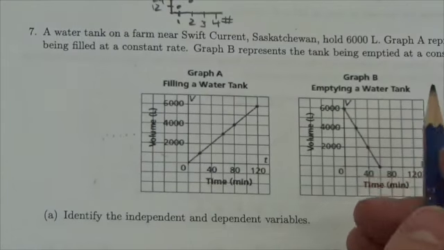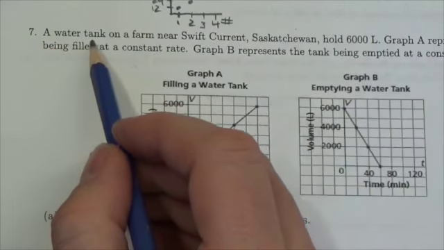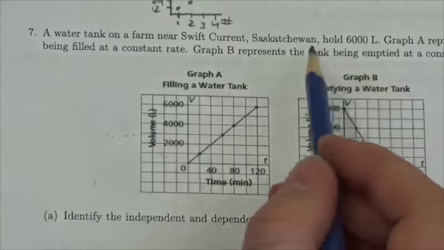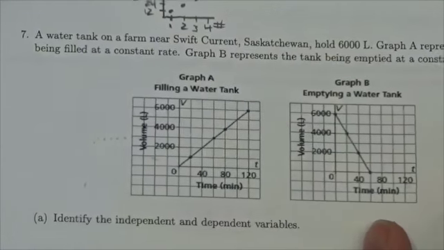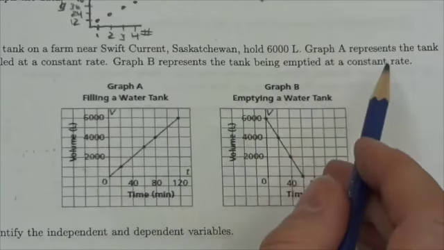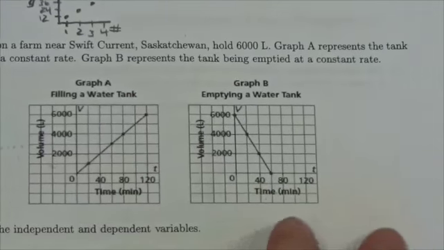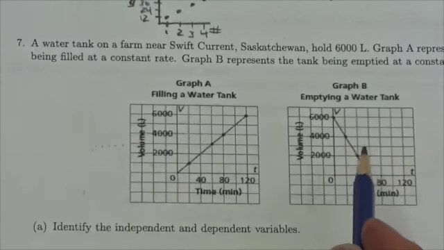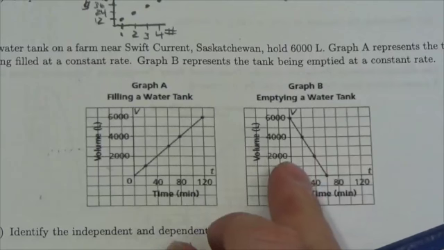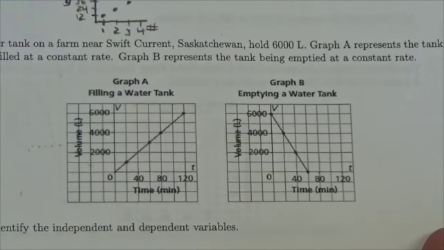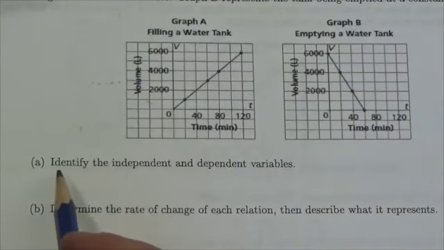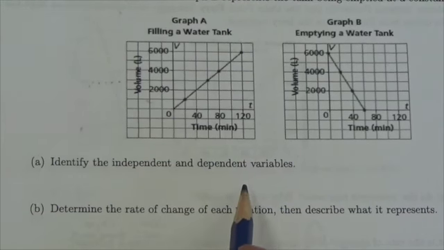Hi everyone, here's your next question. A water tank on a farm near Swift Current, Saskatchewan, holds 6,000 liters. Okay? Graph A represents the tank being filled at a constant rate. Graph B represents the tank being emptied at a constant rate. Identify the independent and dependent variables here.